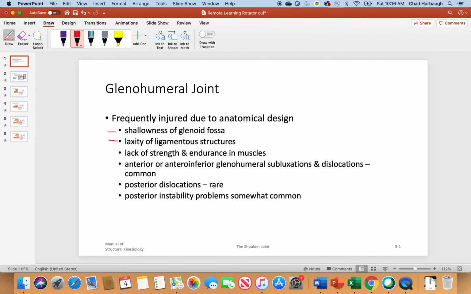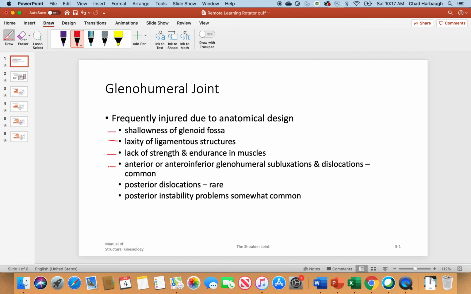The laxity of the ligamentous structures. The ligamentous structures, the middle, inferior, and superior ligaments, remain lax until excessive ranges of motion occur. The lack of strength and endurance in the muscle. The rotator cuff muscle is extremely hard to isolate and is generally weak.